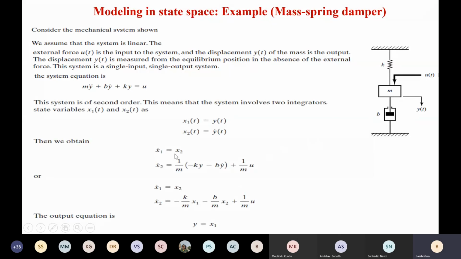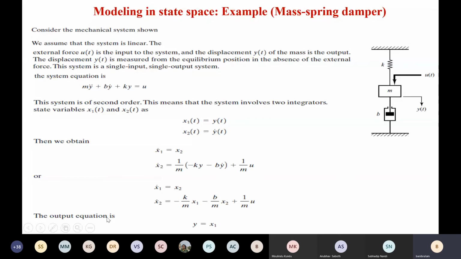So x1 dot equals x2, and x2 dot equals minus k by m y minus b by m y dot plus 1 by m u, which I can write as minus k by m x1 minus b by m x2 plus 1 by m u. So this will be your state equation. These two equations you can write in the x dot equals Ax plus Bu form, which is the state equation.